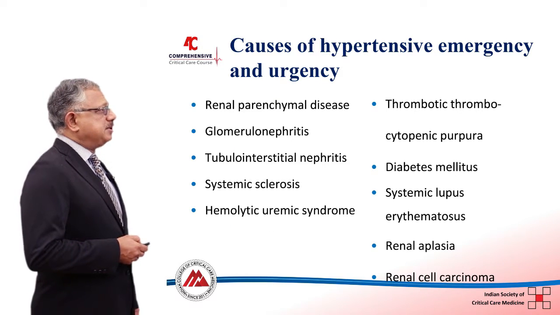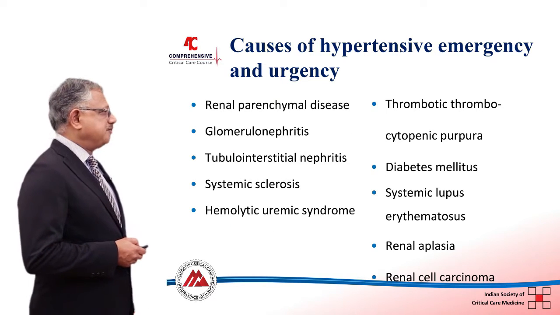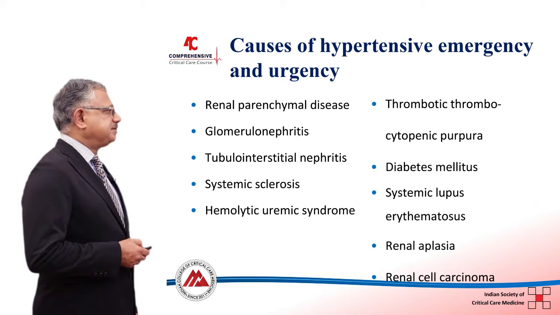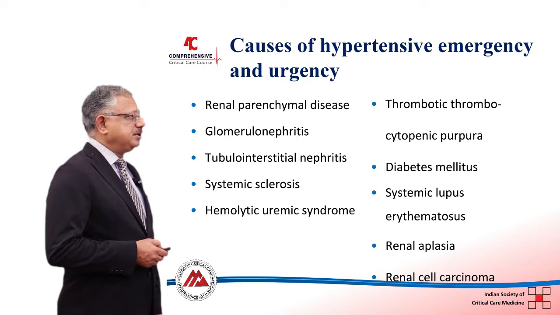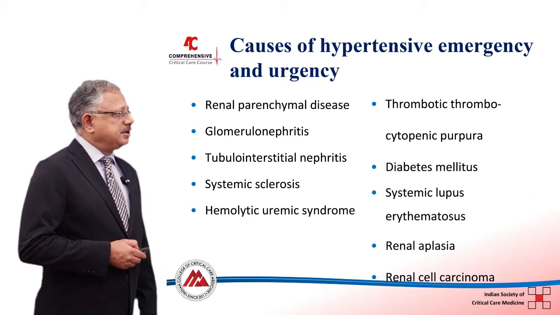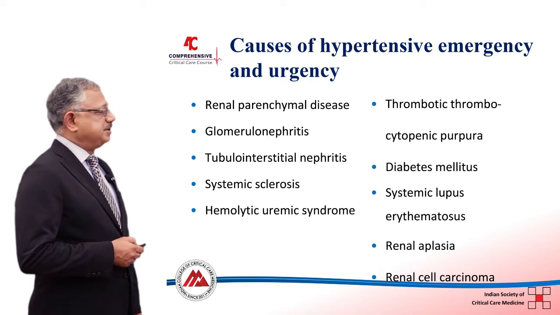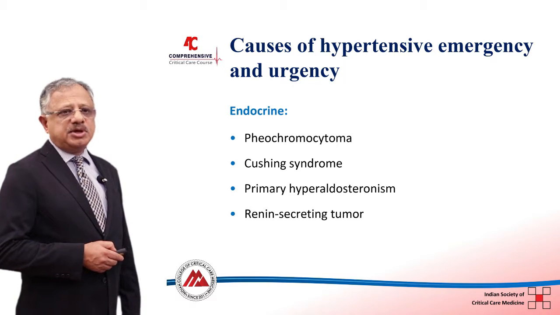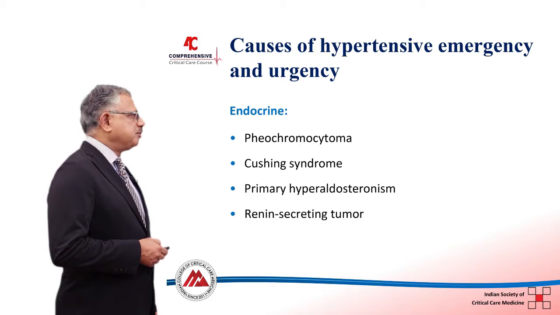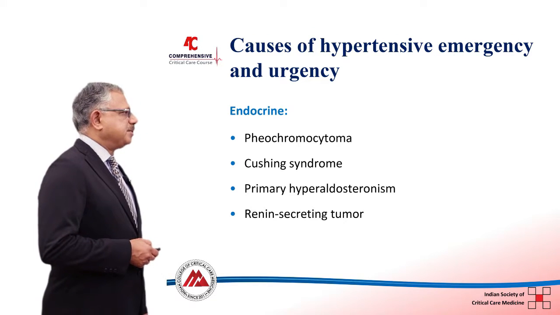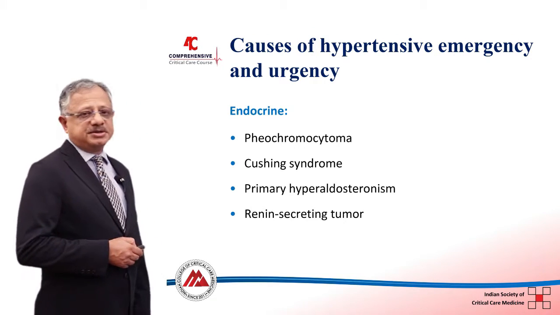Renal parenchymal diseases are very common: glomerulonephritis, interstitial nephritis, then multiple sclerosis, HUS, TTP, diabetes, SLE, and renal cell carcinoma, etc. The relatively uncommon causes are endocrine diseases like pheochromocytoma, Cushing's, primary hyperaldosteronism, and renin-secreting tumors.